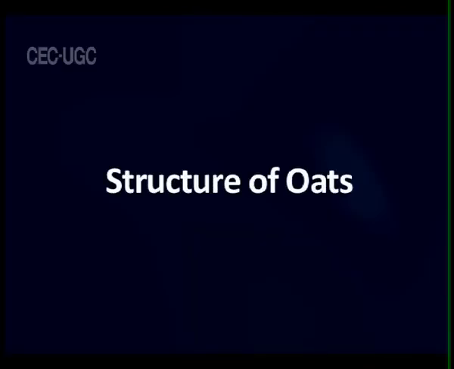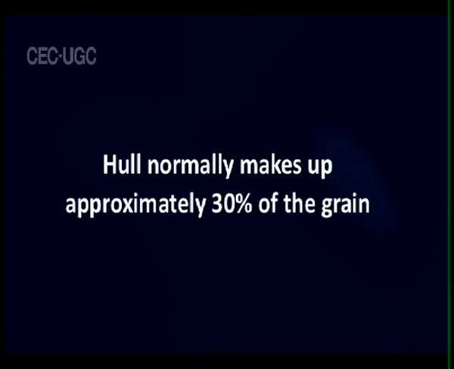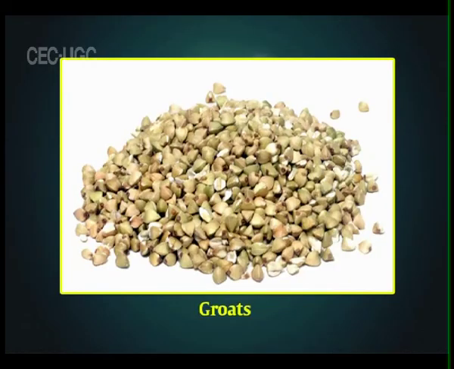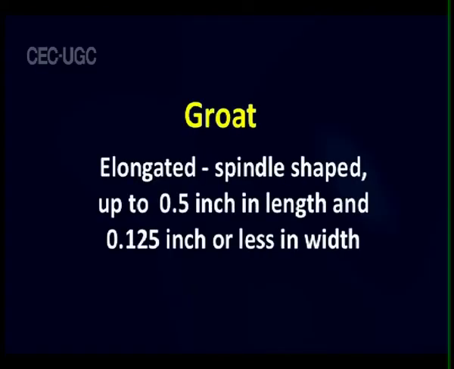Structure of oats. The common varieties of oats have the fruit, that is the caryopsis, enveloped by a hull composed of certain floral envelopes. Naked or hull-less oat varieties are not extensively grown. The hull normally makes up approximately 30% of the grain. Oat kernels obtained by removing hulls are called groats. The groat is considered the whole grain of oats. It is elongated, spindle-shaped, up to 0.5 inch in length and 0.125 inch or less in width.